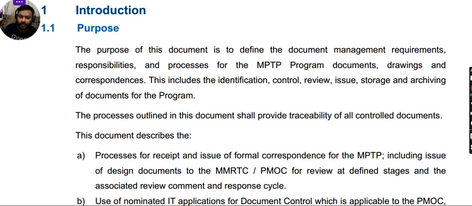Let us just keep it as an example. MPTP is my project in previous company, so just take it as an example. Instead of MPTP, you have some other codes or some other project names.